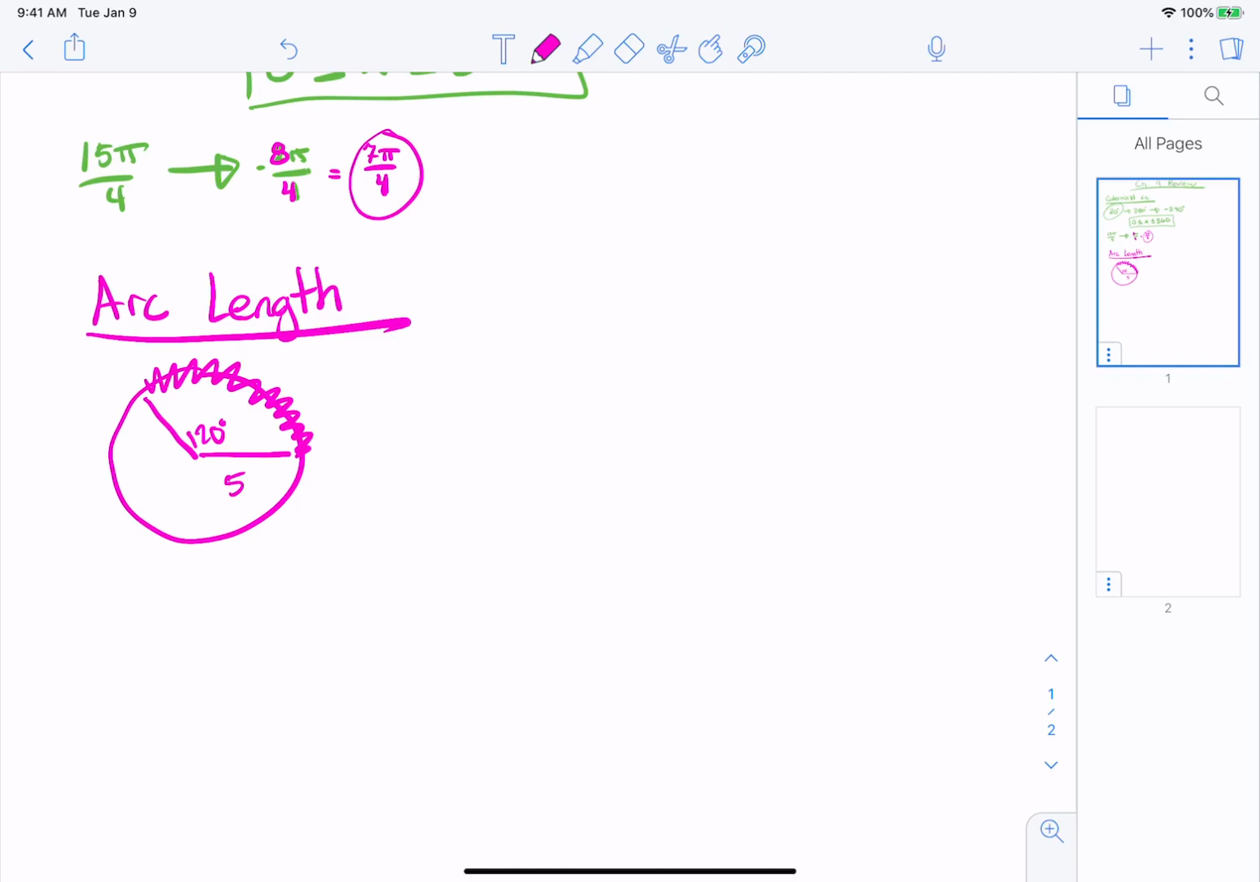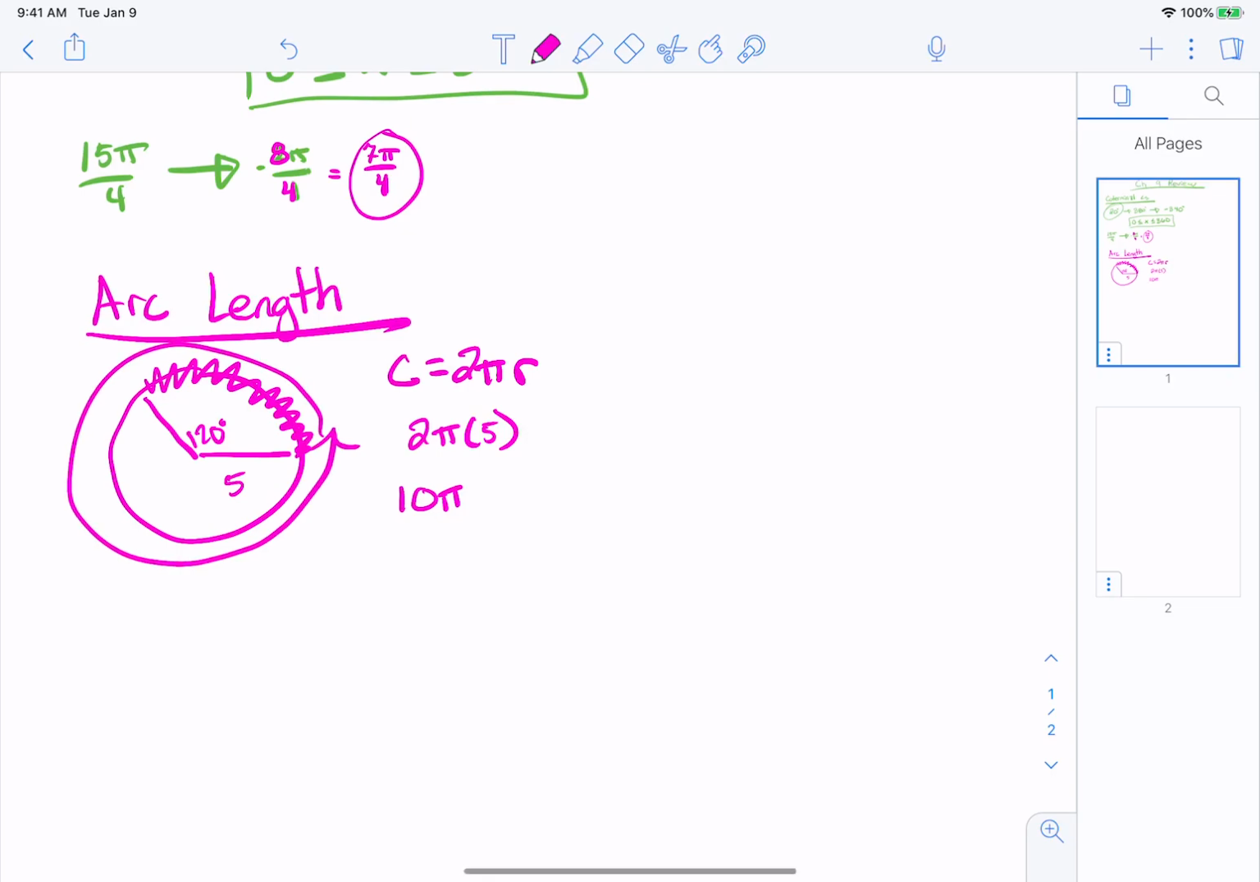Arc length, right there. I want to know how long that is from there to there. Okay, so let's say I would ask you to find the entire length all the way around. What's that called? The circumference. I'm asking you to find the circumference, but I'm only asking you to find part of the circumference. So if I asked you to find the entire circumference, you would do 2 pi r, right? Yeah. So the radius is 5, so this would be 2 times 5, or 10 pi. 10 pi would be all the way around the circle.